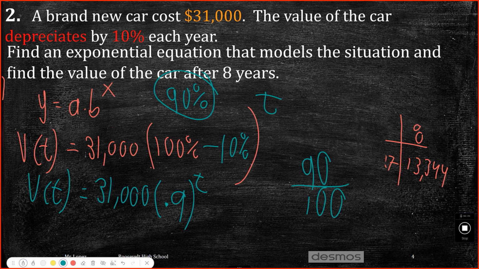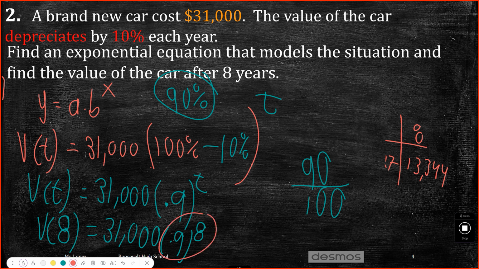And now this is the formula. And now we can use it for V of what? How many years? 8 years equals 31,000 times 0.9 to the power of 8. Now you could just use a calculator. So I'm going to do this first and then multiply it by 31,000. So it's going to be 0.9 to the power of 8 times 31,000. What are you getting? What are you getting? The same number. Because it's much easier, faster.